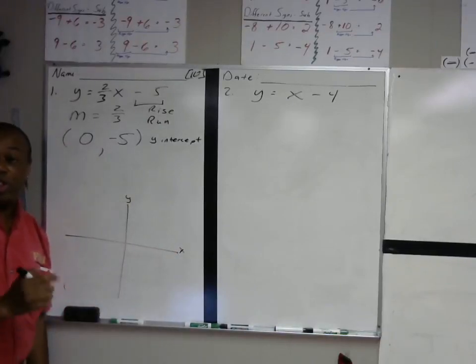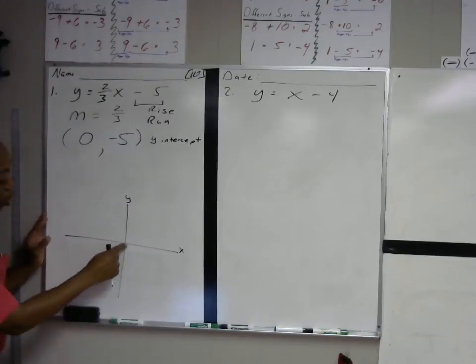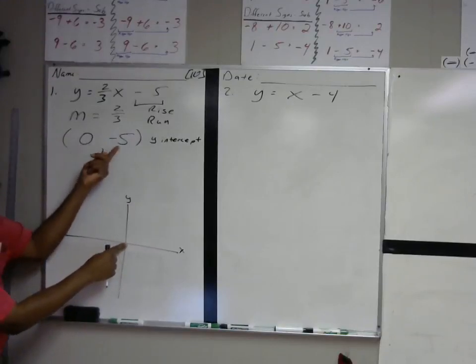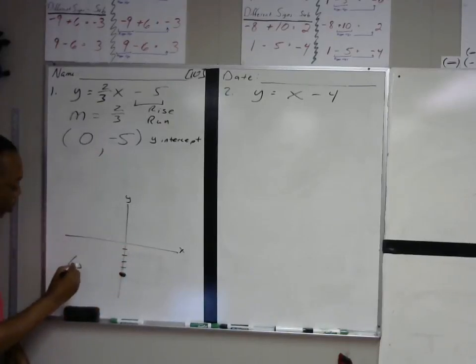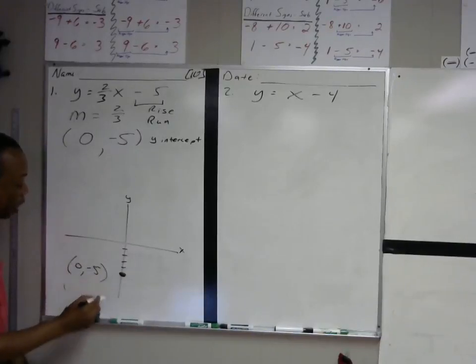So here we go. 0, -5. We go to the middle for 0, and then we go down 5 times. And then class, label that point 0, -5.